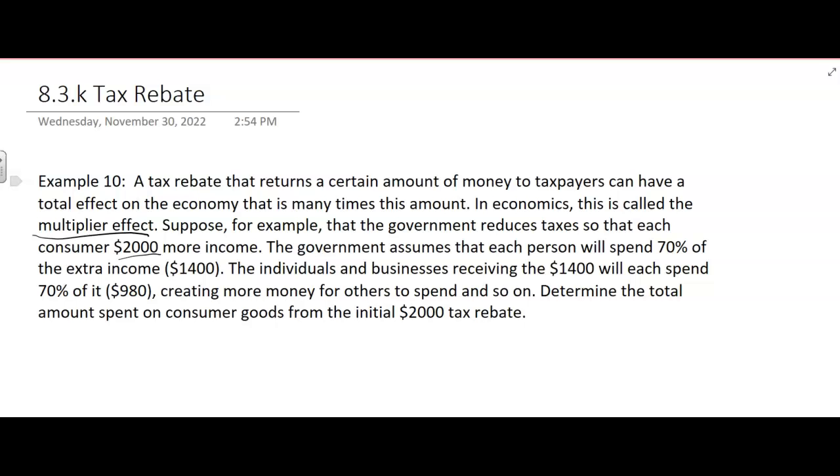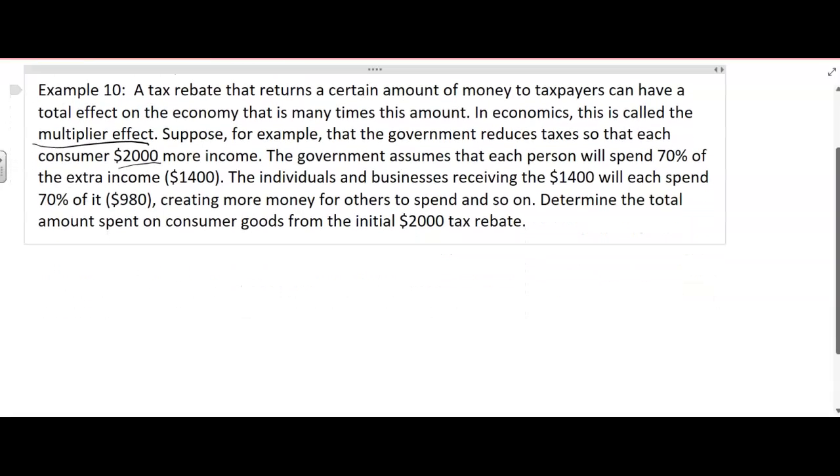So this has been done in the past where the government's given tax rebates, and then it's to stimulate the economy. So we're going to spend more money, and then they spend more money, and so on and so forth. So that's the problem that we're looking at here.